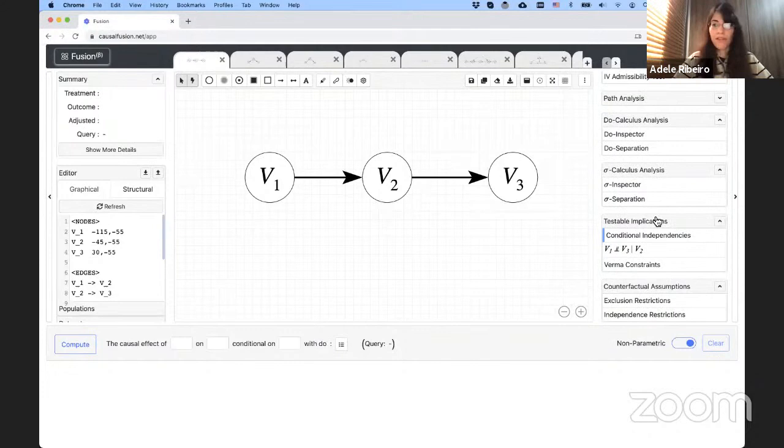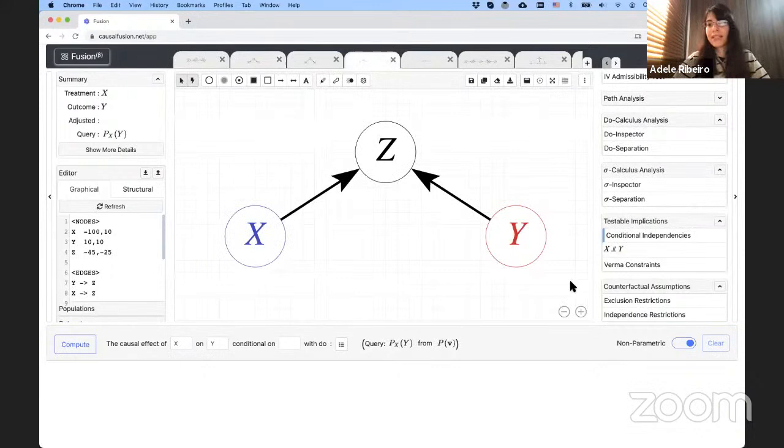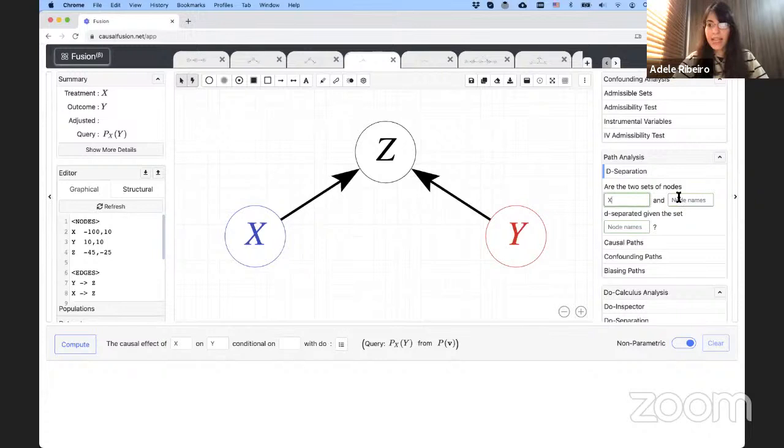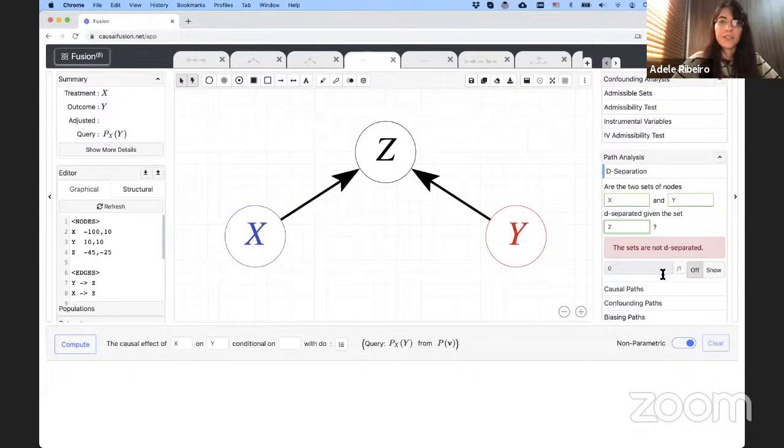Oh, just this other example. This is the collider. As I said, X is independent of Y marginally because there is a collider here. So this is the default. This triplet is already blocked. Conditioning on Z, let's see here. Conditioning on Z, we have that X is independent of Y marginally, but if you're conditioning on Z, they are not separated.